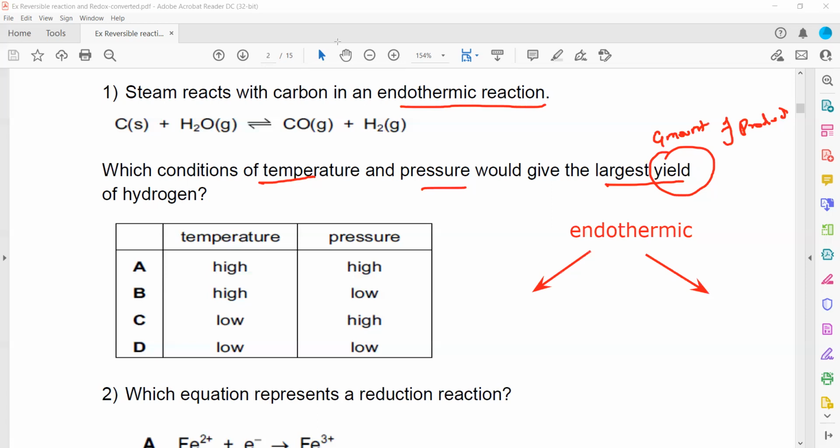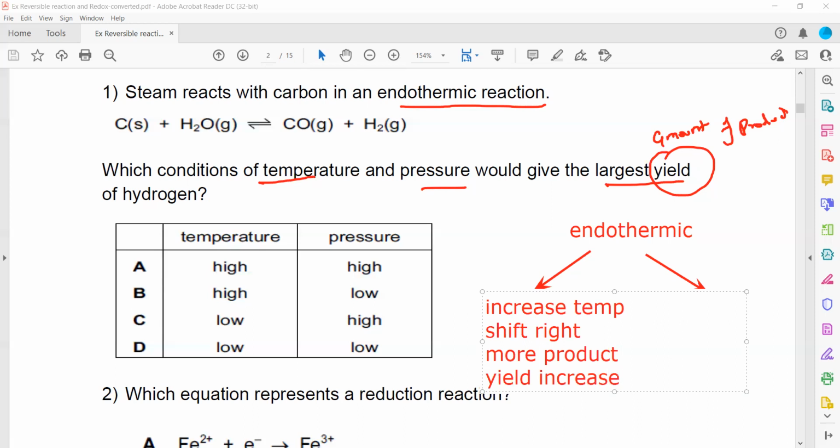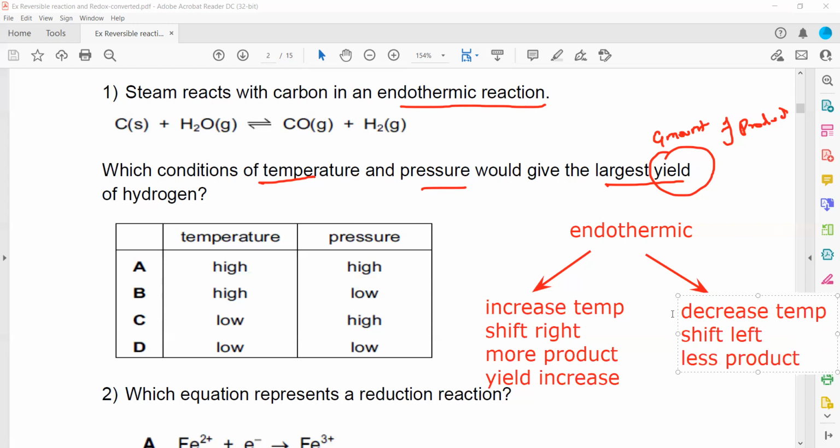So for endothermic reactions, if we increase the temperature, the equilibrium will shift towards the right hand side. I'm writing in short, shift right here refers to equilibrium shifted towards right. So we'll have more product, or the yield, which refers to the amount of the product, will increase. For endothermic reactions, if we decrease the temperature, then the equilibrium shifts left, we'll have less product, or the yield, the amount of the product, will decrease.